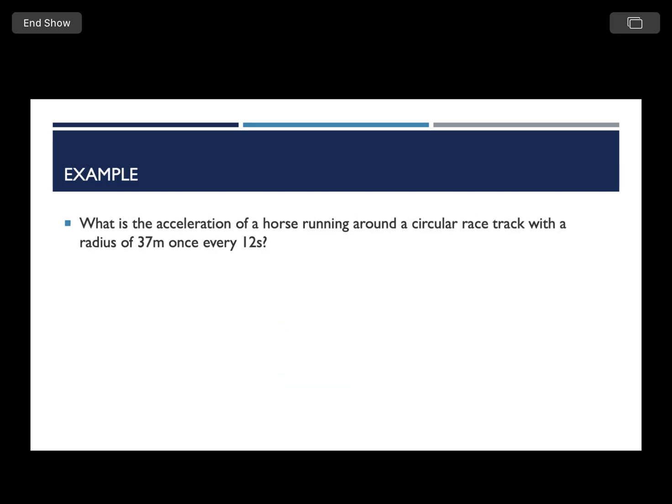What is the acceleration of a horse running around a circular racetrack with a radius of 37 meters once every 12 seconds? So first of all, let's get this set up. I'm finding the acceleration, and the track's got a radius of 37 meters, and going once every 12 seconds. So that tells me that's the period. Okay, why don't you pause, use the formula, and see what you get.